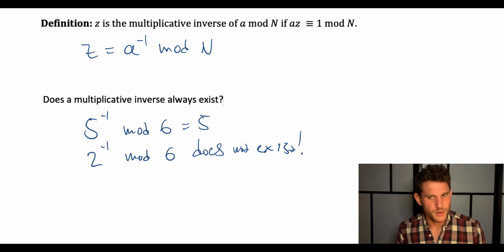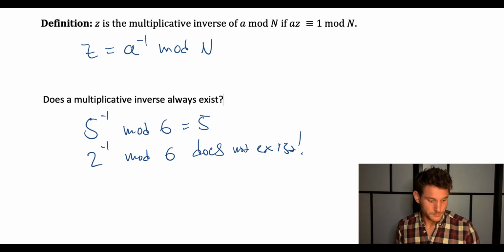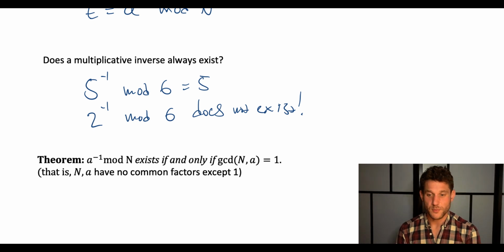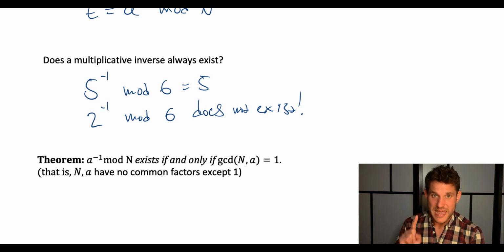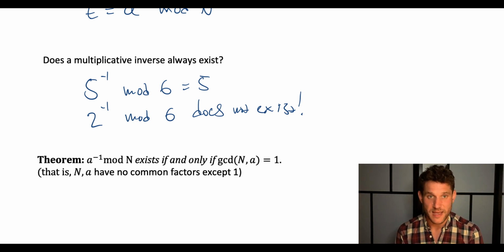Is there a general rule here? It turns out that there is. The theorem here that is relevant, and I won't prove it, but I'll just state it, and you can check this on your own time as an exercise, is that you can take a multiplicative inverse modulo n if and only if a and n are relatively prime, or another way to say that is that the greatest common divisor of n and a is 1. That means that n and a don't have any factors in common other than 1.